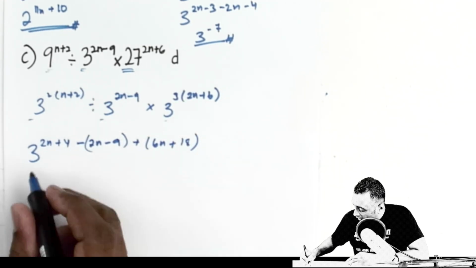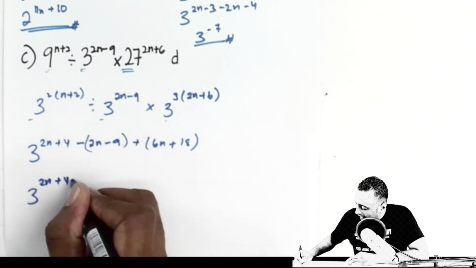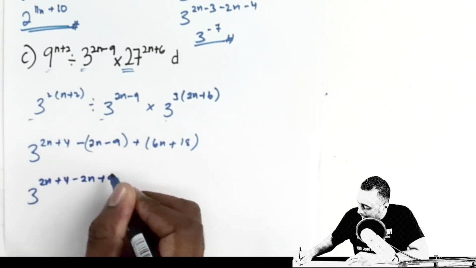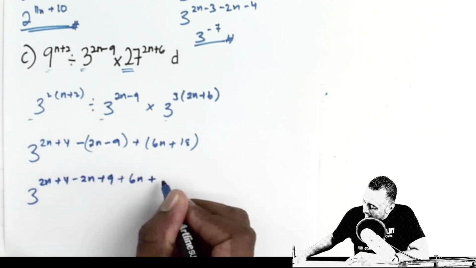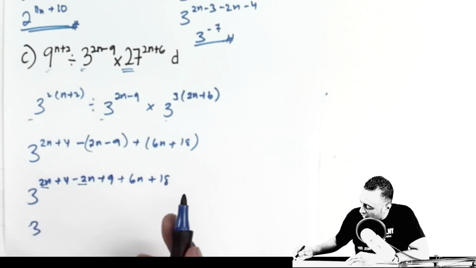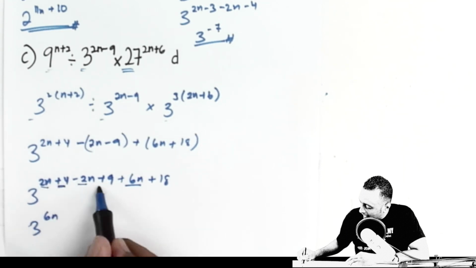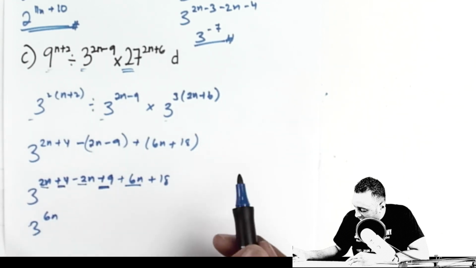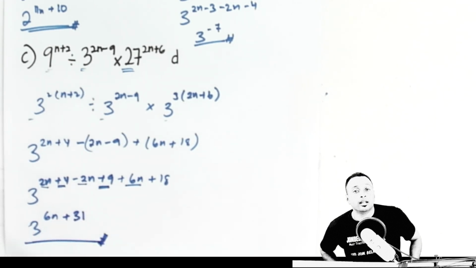So we try to solve this now. So 3 power, it's 2n plus 4. Let me open the bracket. Minus 2n plus 9 because negative becomes positive, plus 6n plus 18. So if we want to write the final answer, 2n minus 2n is gone. And then we have 6n here, we write 6n. And 4 plus 9 is 13. 13 plus 18 is 31. That should be your final answer. So 3 questions done. What's next? More questions coming up. Let's do it.